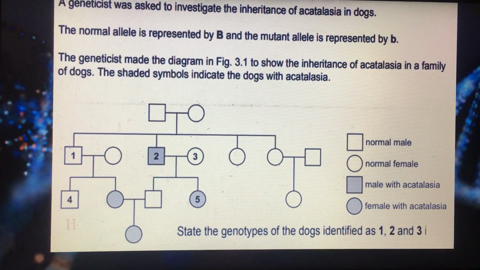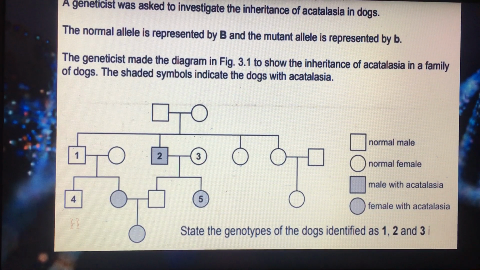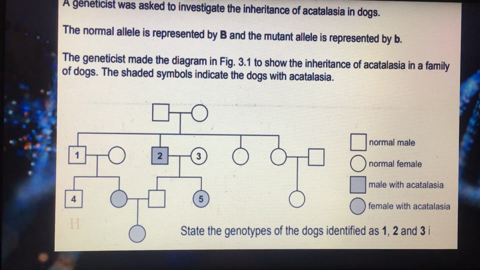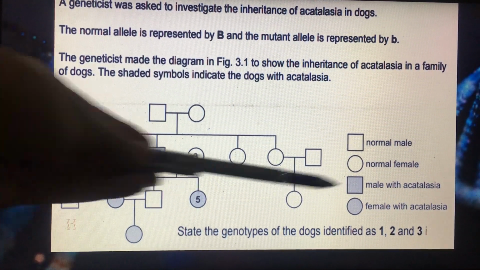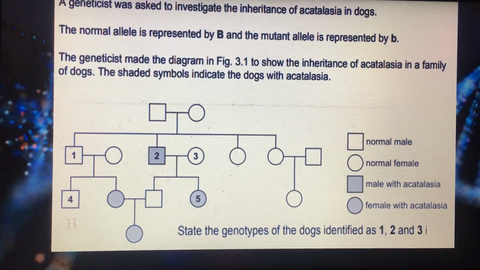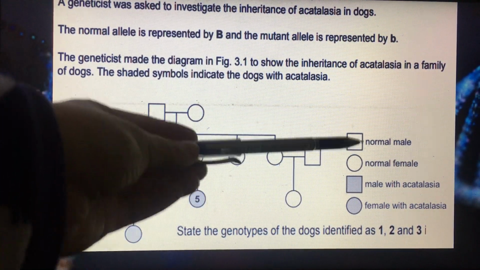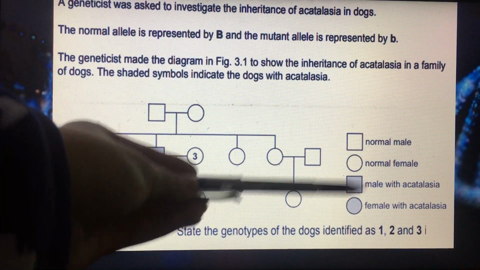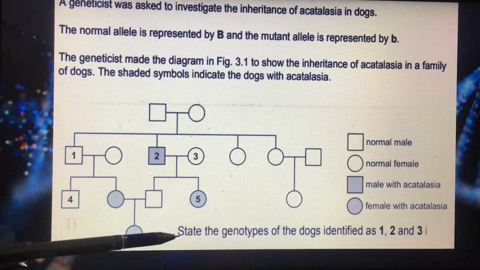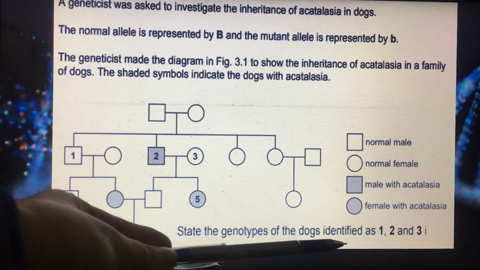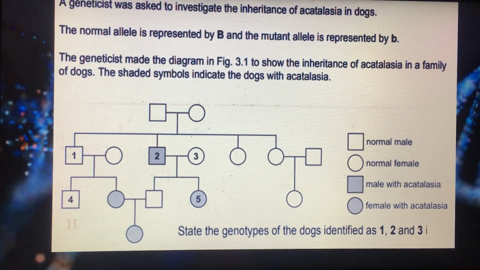Now the geneticist made the diagram in figure 3.1 to show the inheritance of acatalasia in a family of dogs. The shaded symbols indicate the dogs with acatalasia. So here the shaded, they have acatalasia, male and female. Also here we have keys, squares for male and circles for female. Now the question states the genotypes of the dogs identified as 1, 2, 3. Now we will find all the genotypes for all the numbers.